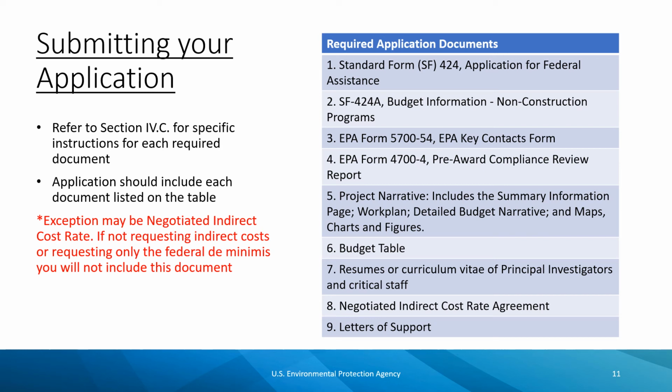The exception to this list is the negotiated indirect cost rate agreement. This should only be included if you have a negotiated rate. If you are not requesting indirect cost, or you are requesting the 10% federal de minimis, you will not have to submit a supporting document for number 8.